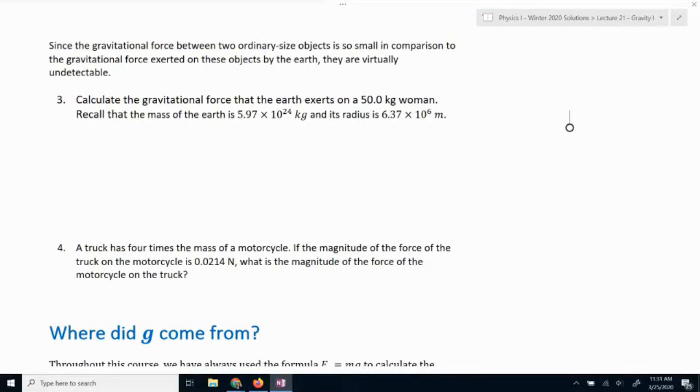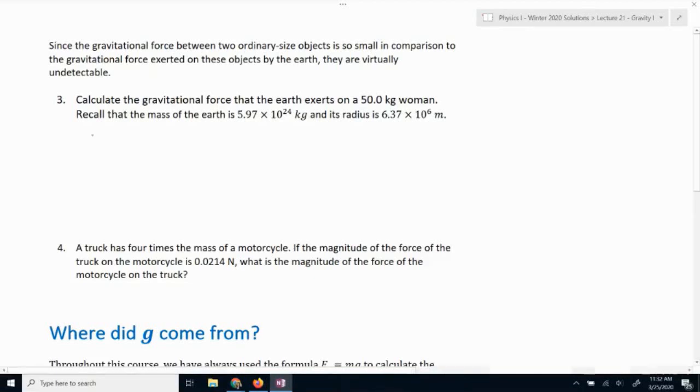So the question is asking us to calculate the gravitational force that the Earth exerts on a 50-kilogram woman. The mass of the Earth is given and its radius is given. Okay, those numbers will be given on a formula sheet or on the test itself. You do not have to memorize these numbers, the mass of the Earth and the radius of the Earth. Okay, so I want you to find this gravitational force.